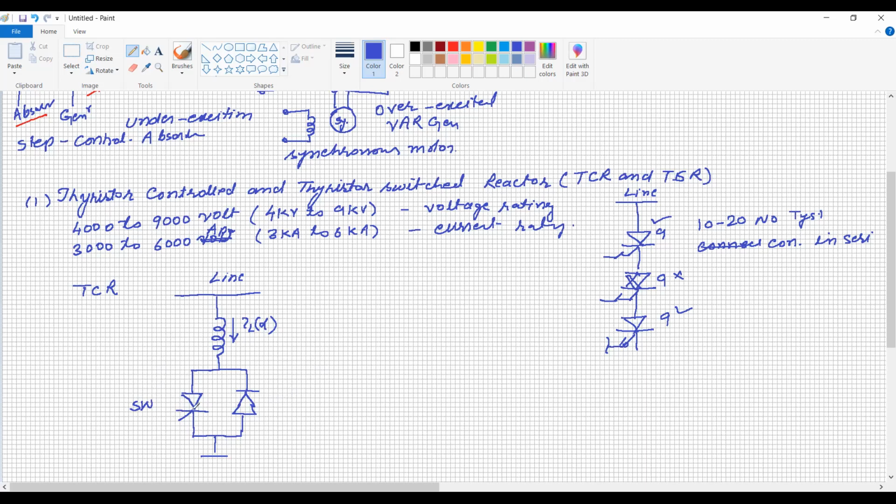Now, by controlling the gate, one more thing is that at the negative and the zero crossing of the voltage, the thyristor turns off. So there is self commutation in the thyristors. Now, what would be the conduction mode of the thyristor? We can understand with the help of some waveform.